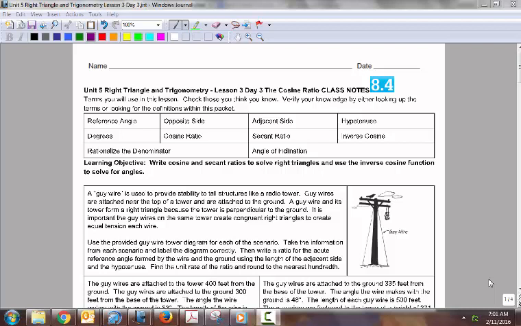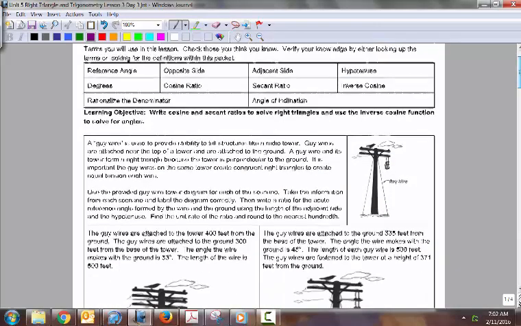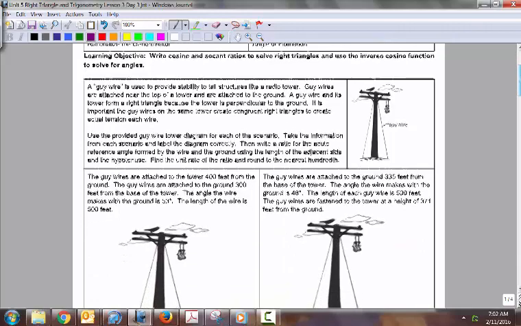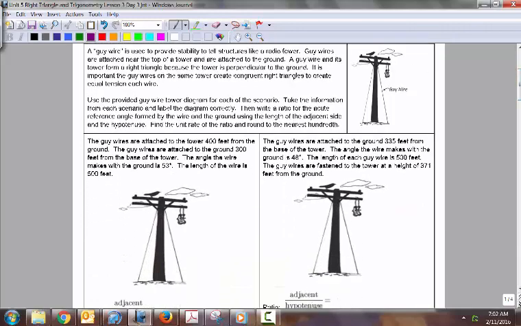Okay, today we discussed the final of the three main trig ratios, the cosine ratio. So we read a little bit about what a guy wire is. A guy wire is a wire that's attached to some tower or pole to provide stability. And so that's often the setup for some of these right triangle trig problems. So you need to read that and understand how we would draw this particular situation.